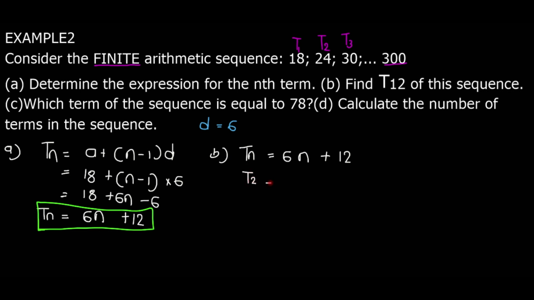So this means T12 is equal to 6 times n, and for n, it will be 12 because we're at term number 12. Remember, n is the number of terms. Therefore 6 times 12 plus 12 is 84. And this is our answer, T12, for number B. This means you can add the terms after term number 3 up until term number 12.